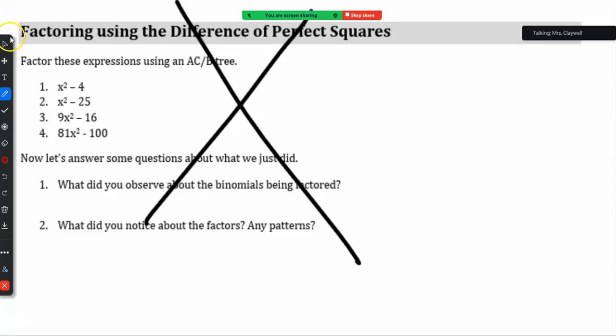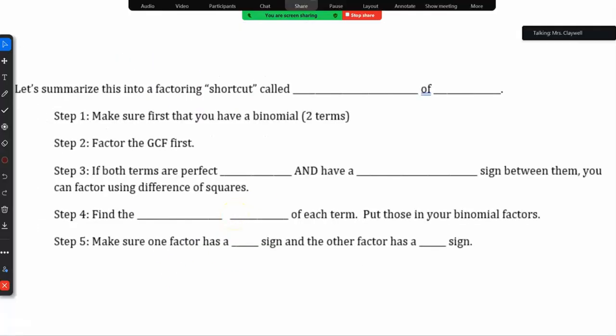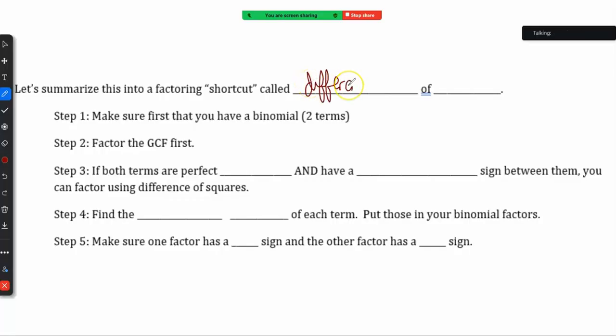This is a video on 4.2, perfect squares and perfect cubes. The very beginning of your note should be crossed out, so we're going to jump down to this part where it is talking about how to factor difference of squares. So we're going to talk about how to factor difference of squares.